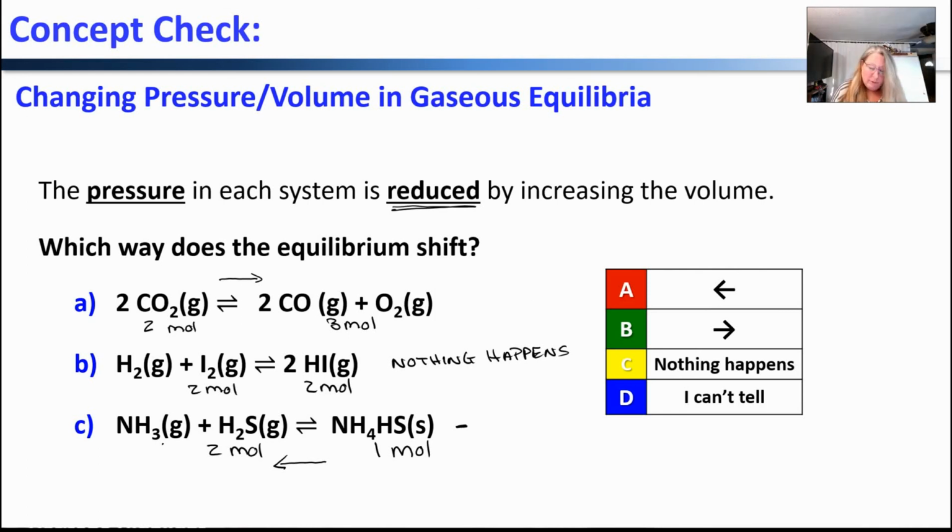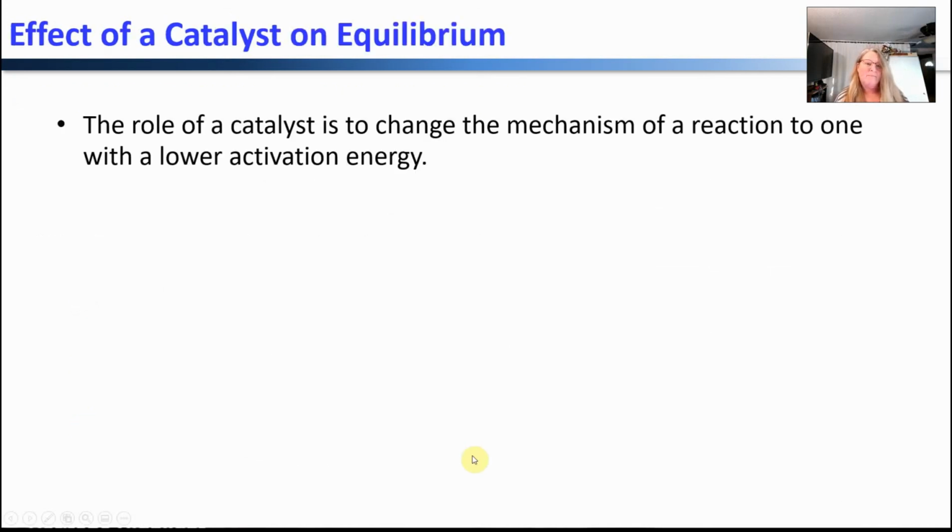So now let's go back through this before I move on to catalyst. Increasing pressure, the reaction is going to go in the direction of fewer moles of gas. Decreasing the pressure of the system, my reaction is going to go in the direction of whichever way produces more moles of gas. If I have equal amount of moles on both sides, nothing is going to happen by changing the pressure. So let's talk about catalyst.